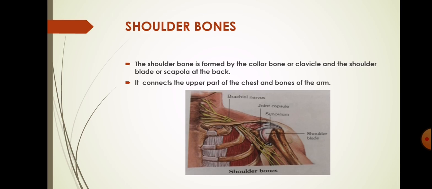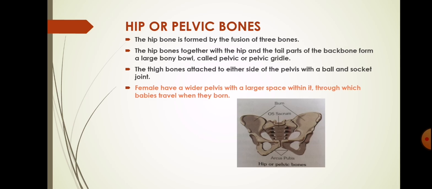Okay, now after the shoulder bone, we are going to discuss the next part of our skeleton system, that is the hip and pelvic bone. Hip or pelvic bone means the portion on which you sit. Basically the portion on which we sit, that is called the pelvic bone. The hip bone is formed.